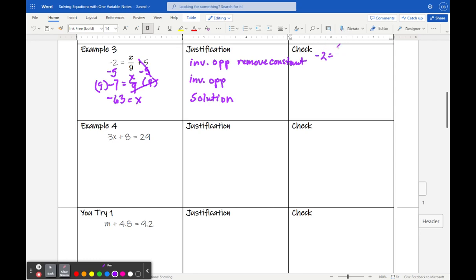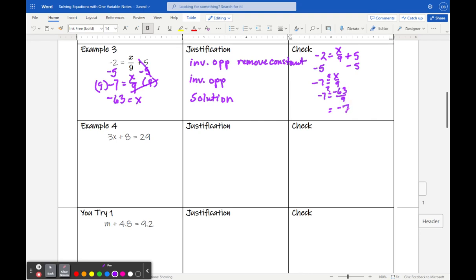Negative 2 equals x over 9 plus 5. There are a couple different ways you can do this. The first way is to isolate that x over 9 by subtracting 5 from both sides. Negative 7 equals x over 9. Then substitute in: negative 7 equals negative 63 over 9. Again, these are all hypothetical, of course, until we know it's true. Negative 63 divided by 9: a negative divided by a positive is a negative.